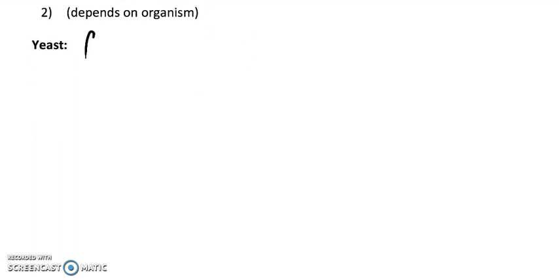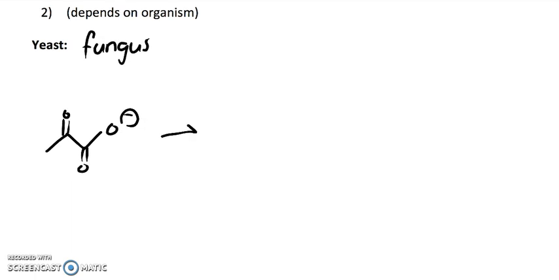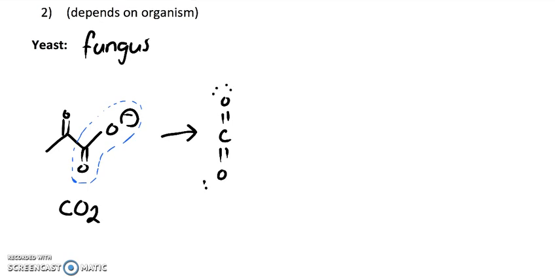So for yeast, which are a type of fungus, they take pyruvate. So here is your pyruvate. And what they do with this is, I want you to keep this part of the molecule in mind. Notice this is simply a carbon and 2 oxygens, or this is CO2. And this is actually one of our products. We have CO2, which is a gas.